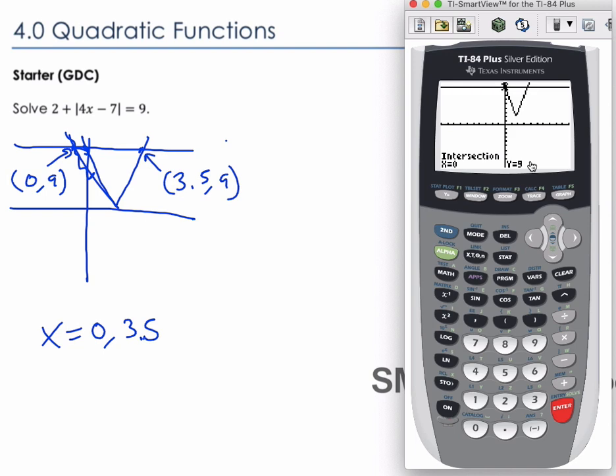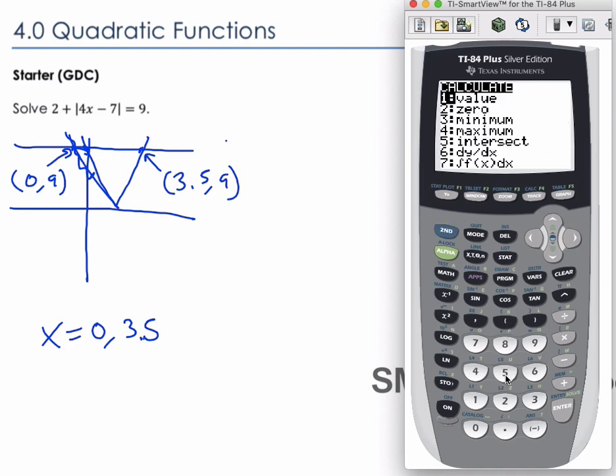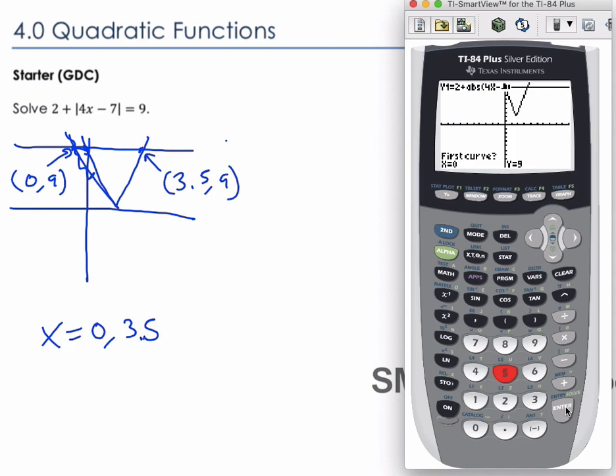Make sure you draw the sketch. And then I'll go over closer to the other point of intersection and do the same thing. Second, calc, intersect, and press enter, enter, enter. Oops, I got the same one again. Okay, let's try that again one more time.